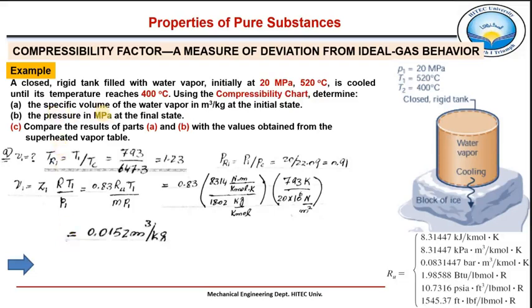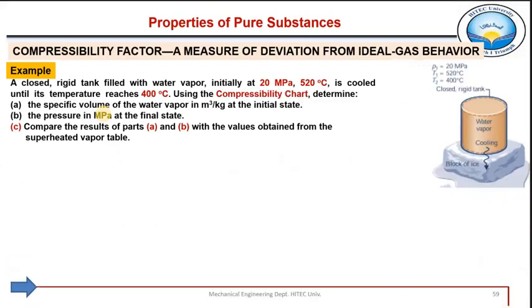Second part is to find out the pressure in megapascals at the final state, P2. We need to calculate now P2. So for P2, what is given at final point? P2 is unknown. To calculate P2, we need to know T2 and also V2. With the help of V2 and T2, we can find out P2, pressure, at this point.